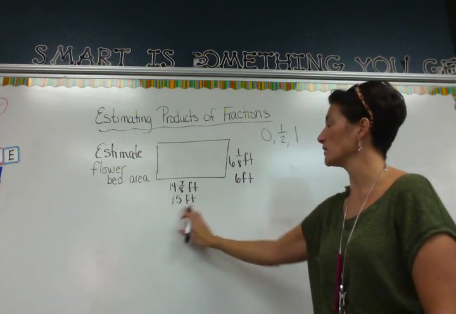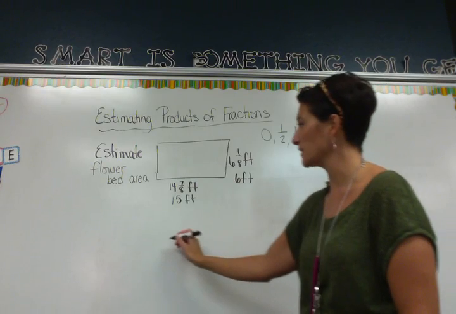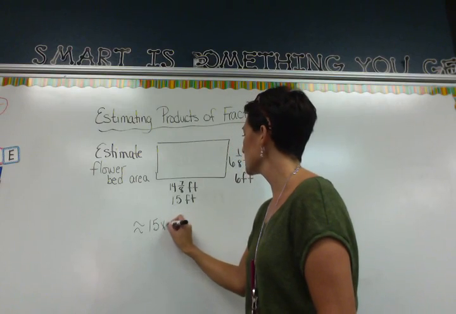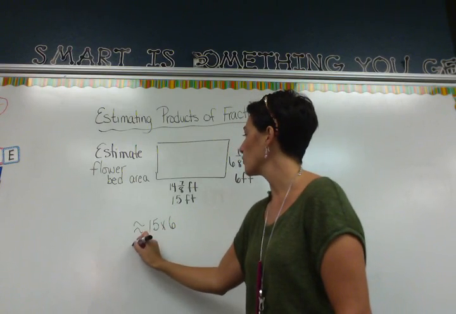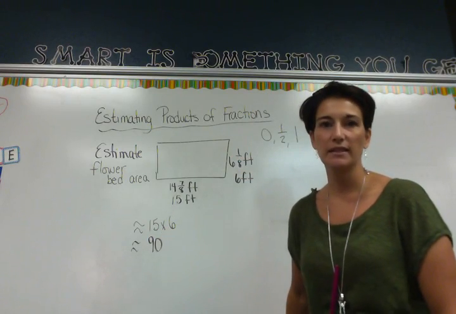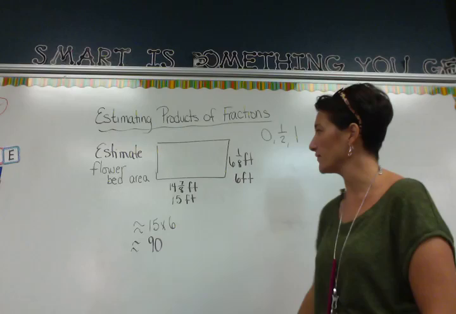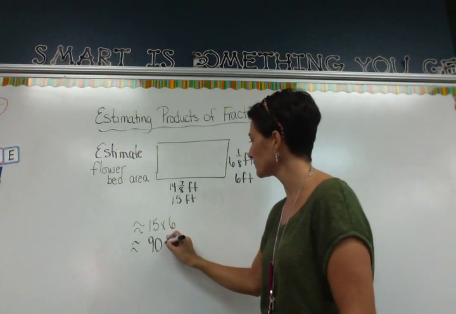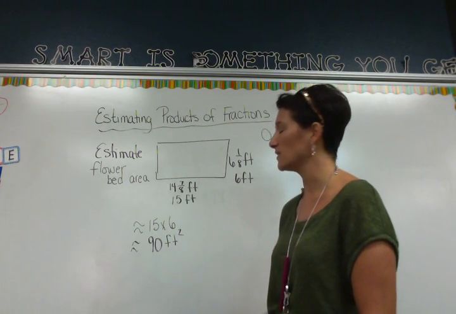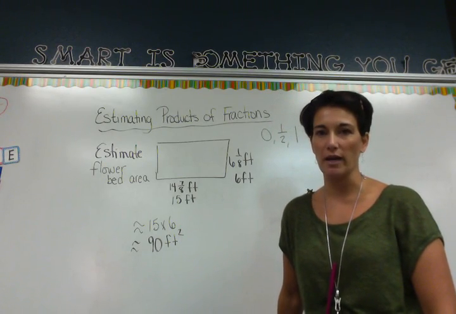Then, now all I have to do is multiply these two numbers because I'm estimating. So I would say the area is about 15 times 6, which is about 90. And then since we're solving an area problem, we always have to use the dimension, which is feet. And hopefully you remember this from a while ago. Since we multiplied feet times feet, it is feet squared.